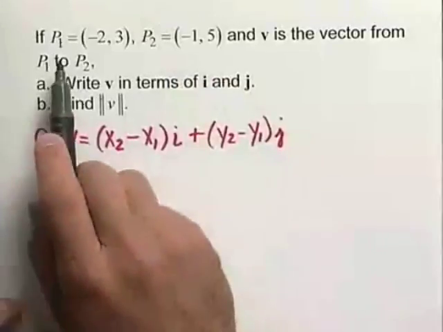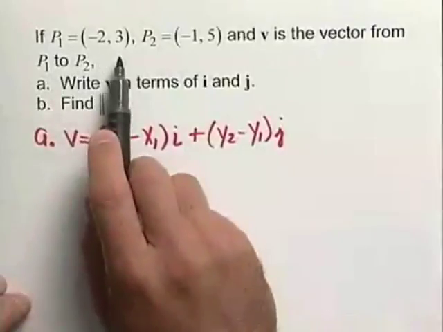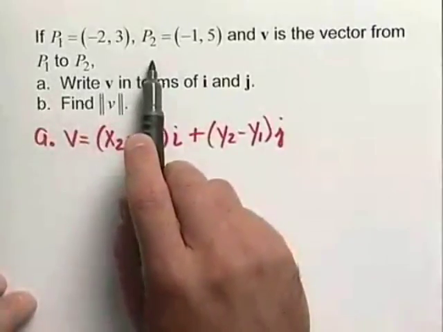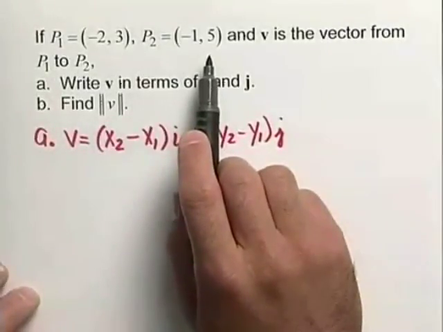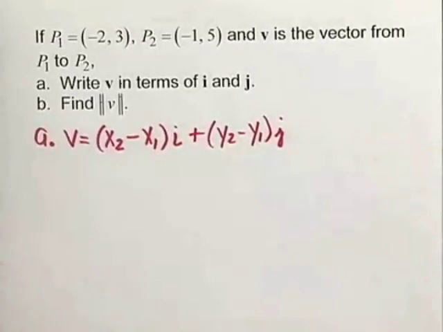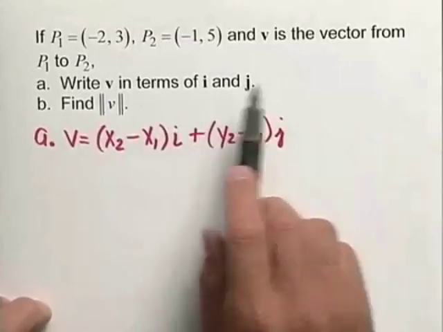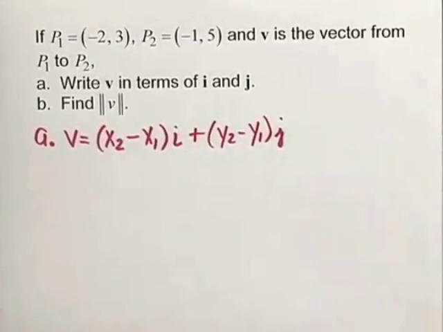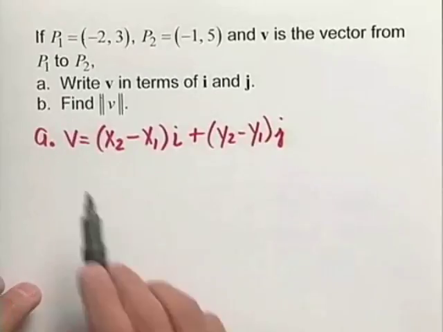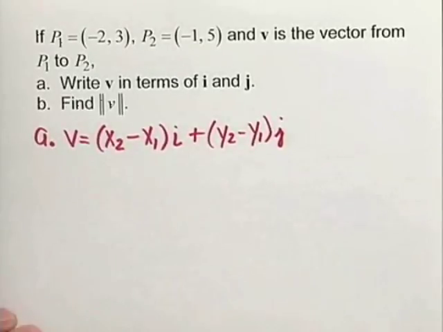Consider the following example. If point 1 is the ordered pair (-2, 3), and point 2 is the ordered pair (-1, 5), and V is the vector form of P1 and P2, we want to write V in terms of i and j, or as a linear combination of i and j, and then we want to find the magnitude of that vector. And you see for part A here, I have our V formula written out.